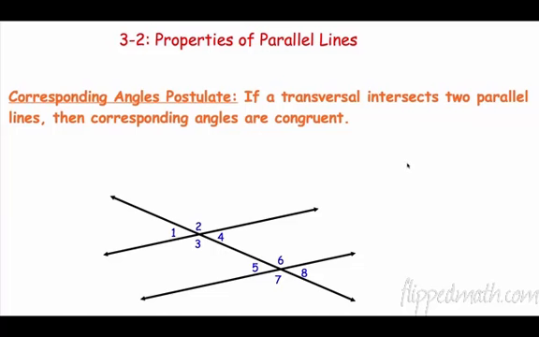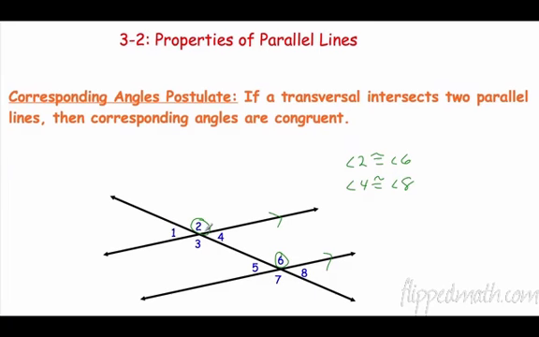If a transversal intersects two parallel lines, then the corresponding angles are congruent. So that's pretty big, all right? Let's take a look at this picture. If this line is parallel to this line, and here's our transversal, then we know all the corresponding angles are congruent. So 2 and 6 are corresponding, so angle 2 would be congruent to angle 6. 4 and 8, all these pairs would be congruent. 7 would be congruent to 3, 5 would be congruent to 1.